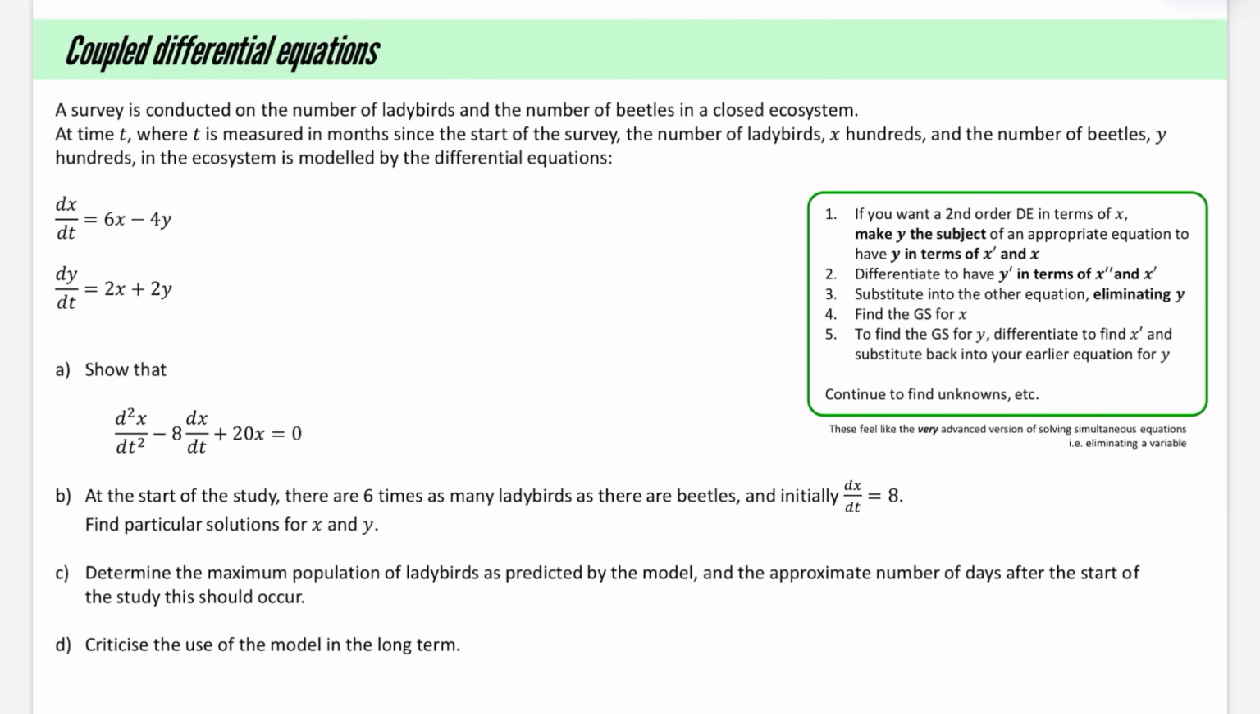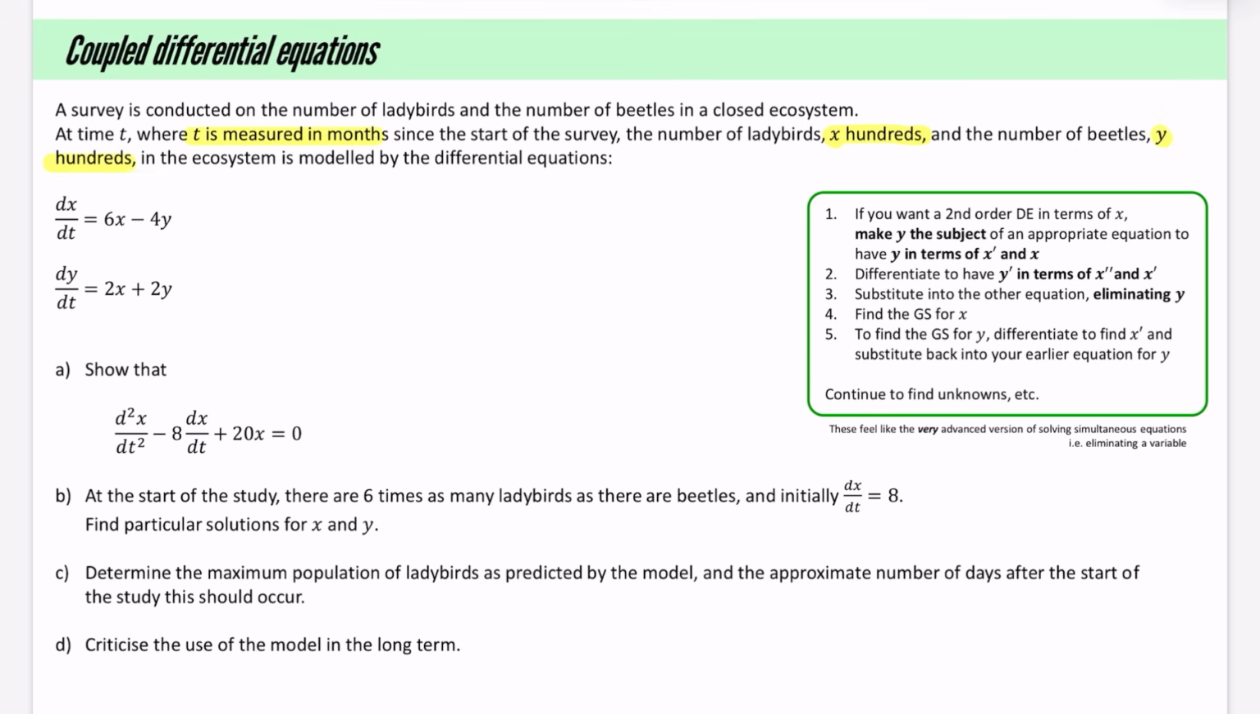A survey is conducted on the number of ladybirds and the number of beetles in a closed ecosystem. At time t, where t is measured in months since the start of the survey, the number of ladybirds, x hundreds, and the number of beetles, y hundreds, in the ecosystem is modelled by the differential equations. So I'm just going to quickly highlight something so that I won't forget this. x is in hundreds, y is also in hundreds, and t is in the number of months that we've got here.